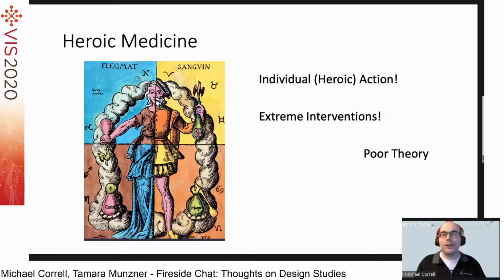Individual heroic actions, these extreme interventions, and at the end, poor theory. And what I really mean by that is poor correctives for theory. Like the theory in this case they had was that of humorism, which had been around for many years, but they didn't necessarily have the tools to examine it.